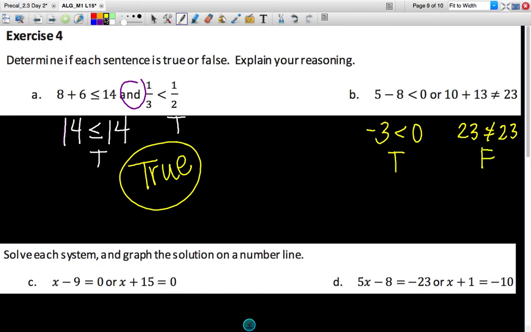Our key word here is "or." Or means that only one condition has to be true. And in this case, that one held up, so this is true.